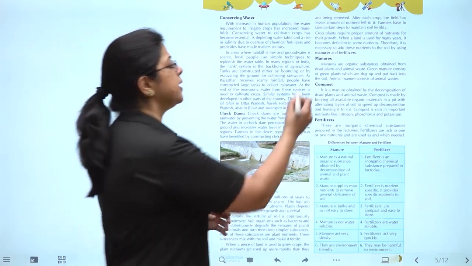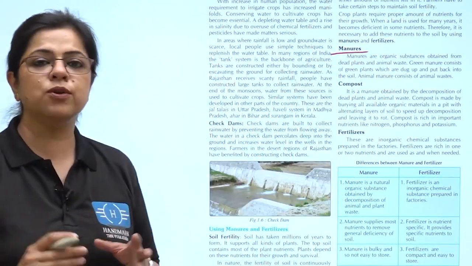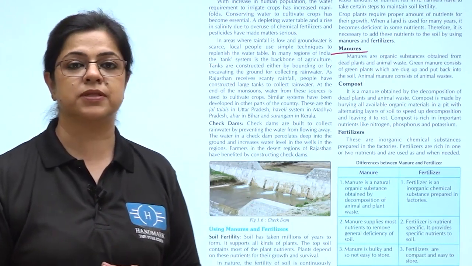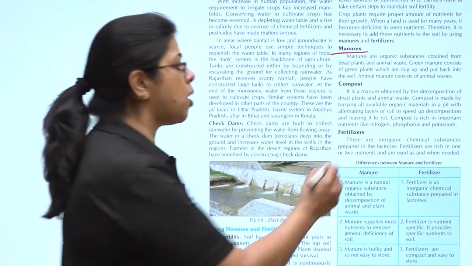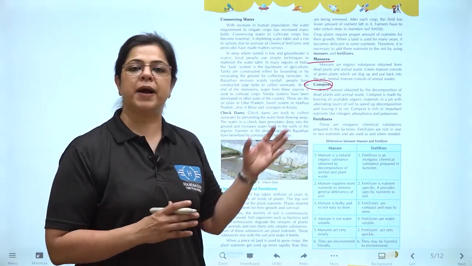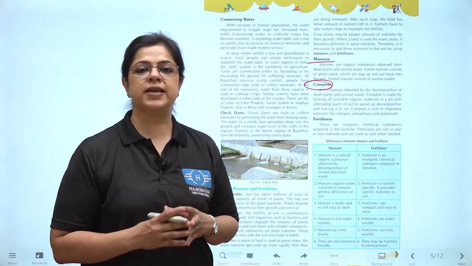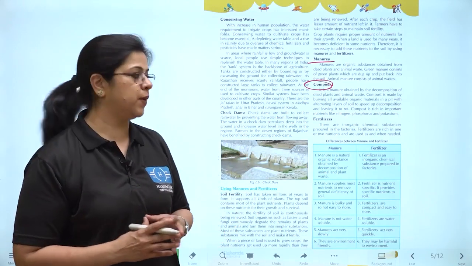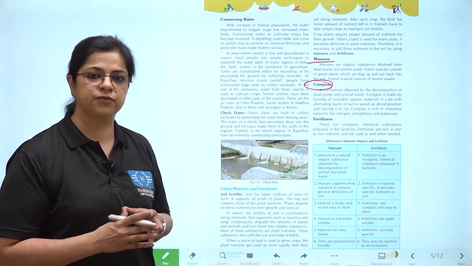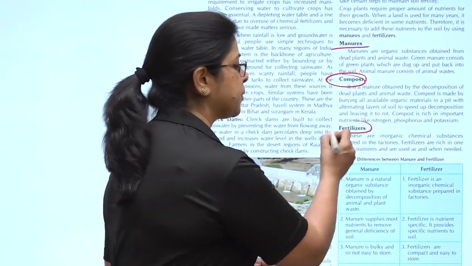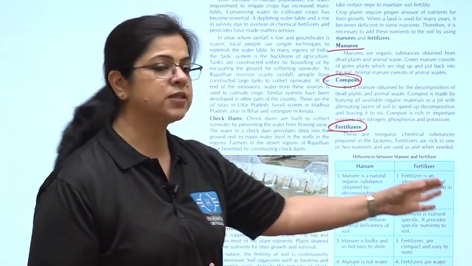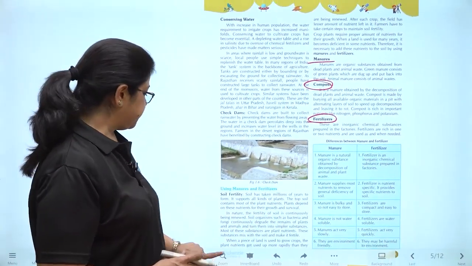The first one is manures. Manures are organic substances that are made from dead decaying animals. You must have learnt about compost. Composting is a method of creating manure by decomposing kitchen waste and certain other organic waste. The third kind of method of adding nutrients to the field is by adding fertilizers. Let us now look at the differences between manures and fertilizers.